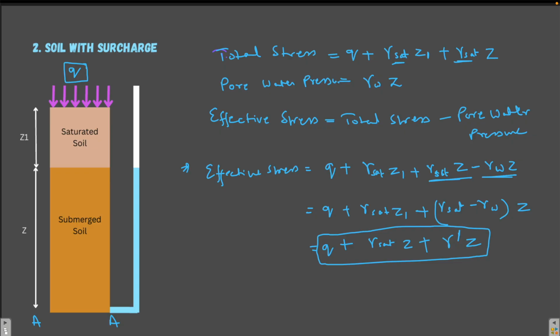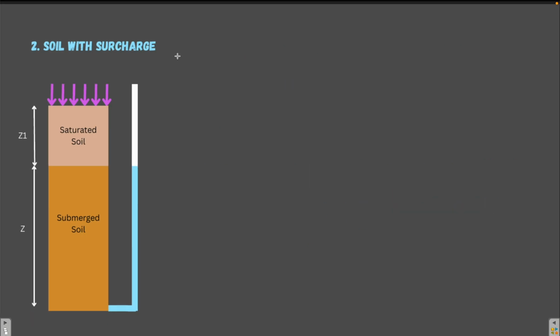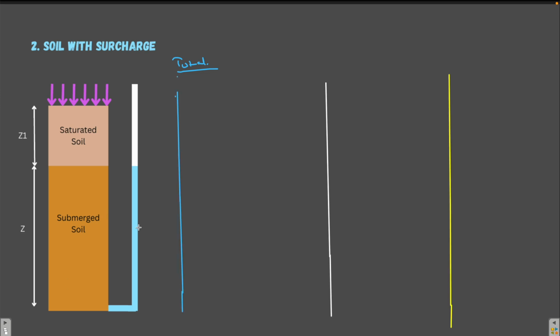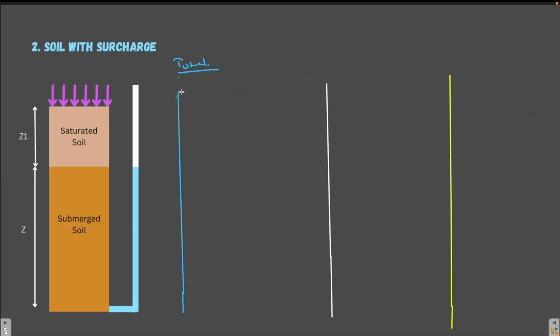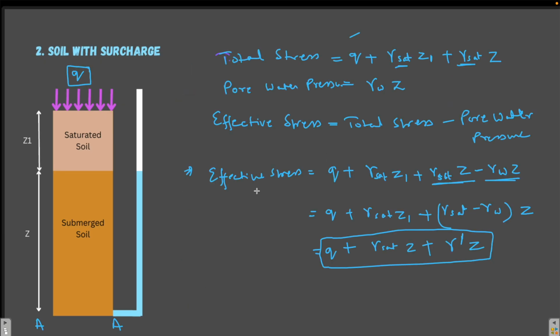Now let's draw the diagram for this one, for total stress, for pore water pressure, and then effective stress. So for total stress, let's draw the diagram. You see the total stress has a component of this Q. Whatever the surcharge is, it remains constant up till this depth Z, because Q is independent of the height, right?